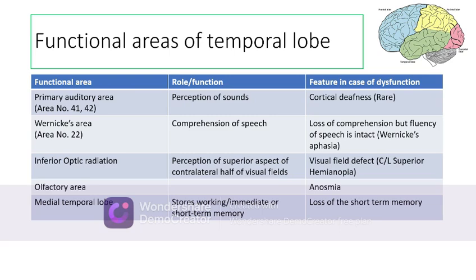The patient has jargon speech and may even present with neologisms, that is, new words which are known only to the patient but not to the examiner. The temporal lobe also houses the inferior optic radiation, the olfactory area, and the medial temporal lobe. If the inferior optic radiation gets damaged, there is a visual field defect which is contralateral superior hemianopia. Involvement of the olfactory area is responsible for anosmia, and involvement of the medial temporal lobe is responsible for loss of short-term memory.